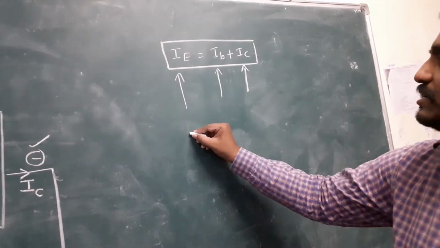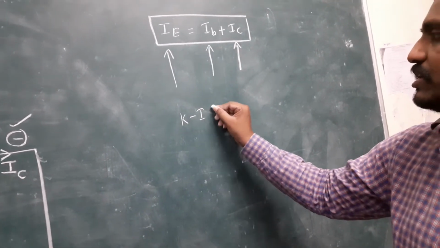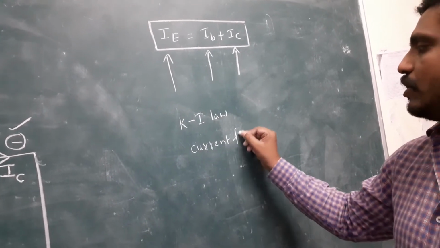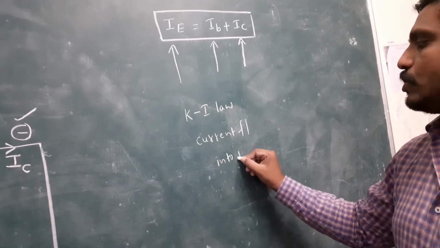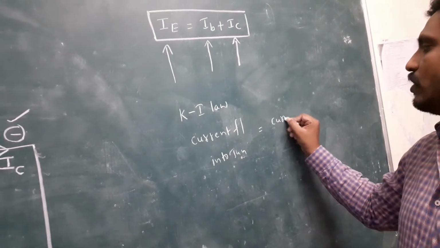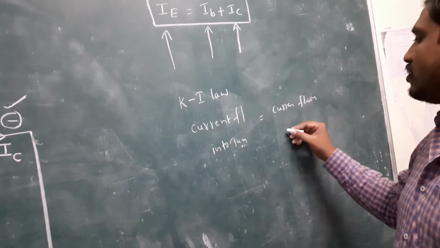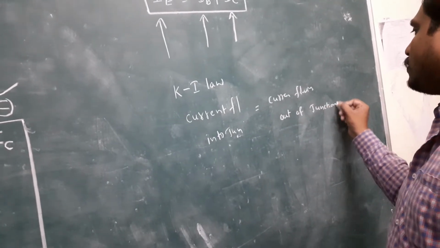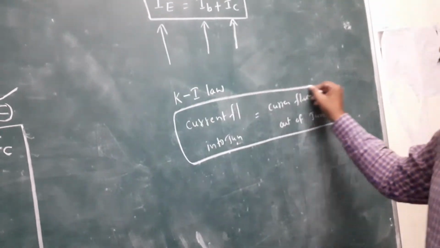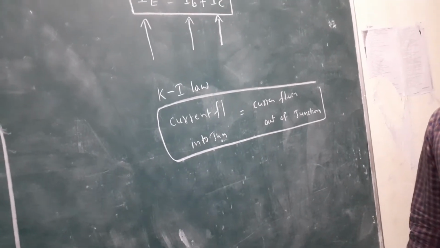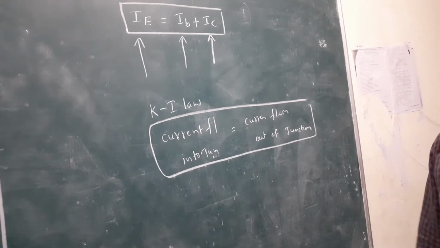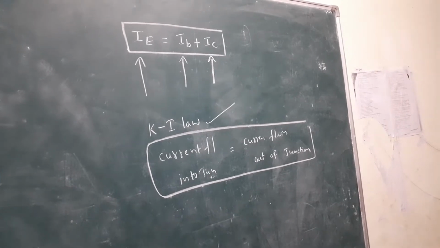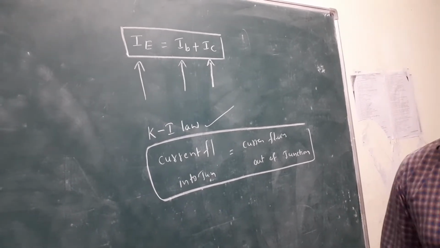And again, I discuss this equation by using Kirchhoff's first law. According to Kirchhoff's first law, current flowing into the junction equals current flowing out of the junction. What is the Kirchhoff law in electricity, nana? According to it, current flowing into the junction equals current flowing out of the junction. Once again, current flowing into the junction equals current flowing out of the junction.